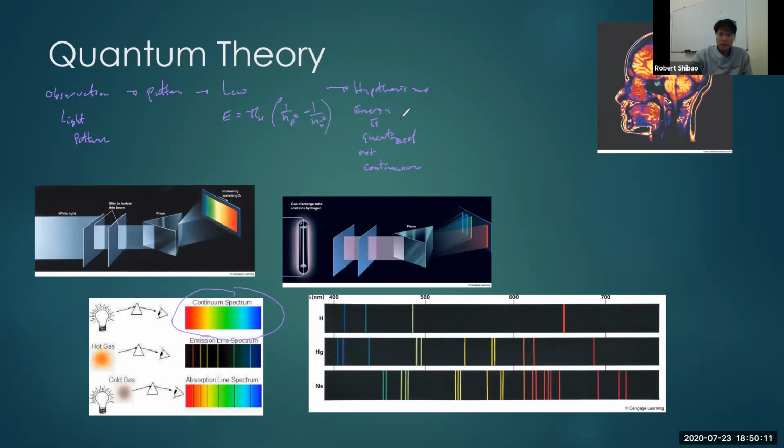Then, what does the formula say? This formula, after E, it's minus R sub H, capital R sub H, and then 1 over n. This formula, don't worry about it. It's just a law that explains this. This is for hydrogen.